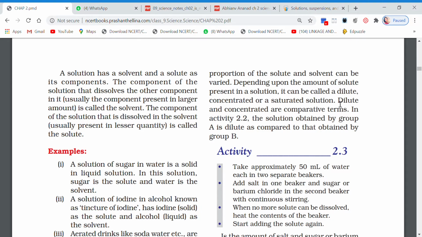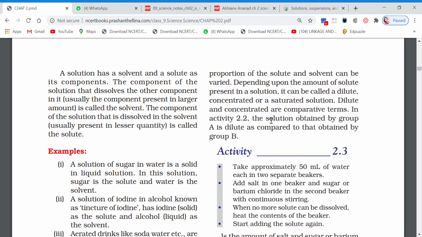Now let's move on further. Dilute and concentrated are comparative terms. They are just the opposite. Comparative means if you want to compare tall, you will say short, right? When we compare, we compare with the opposite, tall, short, big, small. Similarly, for dilute, what is the comparative term? It is concentrated. For dilute, what is the comparative term?